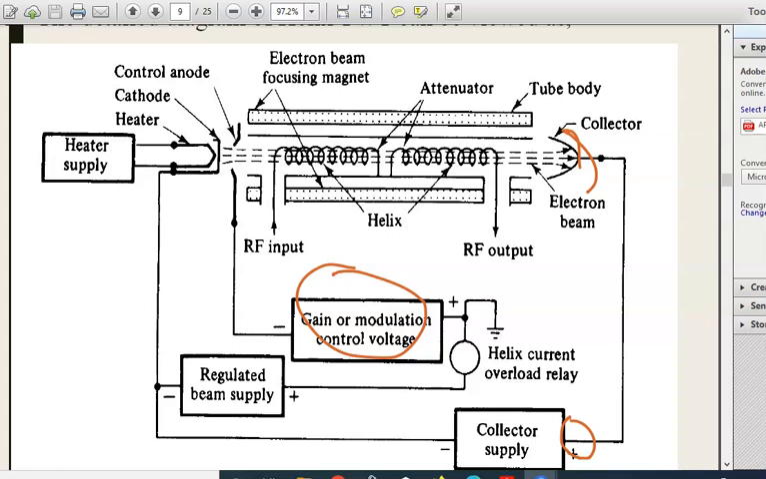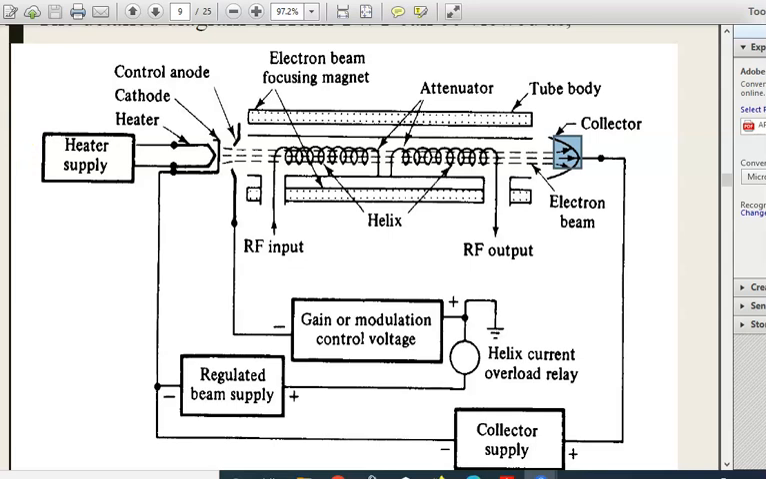We have a gain or modulation control voltage, and a slow wave structure in the form of a helical structure. We have two magnets placed to focus the electron beams in order to prevent them from spreading. We also have an attenuator kept in the center, meant to reduce the backward scattering or backward waves. The working is the same as that of a reflex klystron or klystron principles.